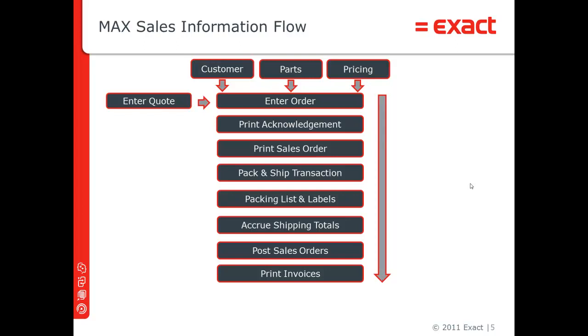As you can see at the top, you have to enter in some static data. That would be in the form of customers, your parts, and all your pricing information. You would then enter quotes, which then can be converted into sales orders, or you can enter orders directly. You would print acknowledgments, print sales orders, pack and ship the product, print packing lists and labels, accrue your shipping totals, then post your sales orders, and print invoices.